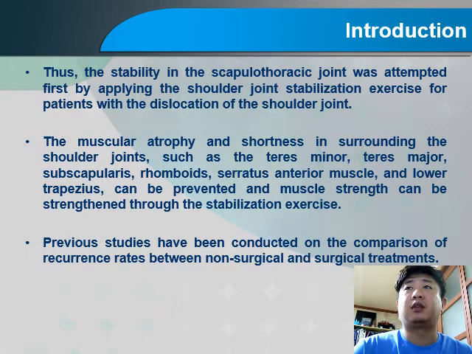The muscular atrophy and shortness surrounding the shoulder joint, such as the teres minor, teres major, subscapularis, rhomboid, serratus anterior muscle, and the lower trapezius can be prevented, and the muscle strength can be strengthened through the stabilization exercise. Previous study has been conducted on the comparison of recurrence rates between non-surgical and surgical treatment.